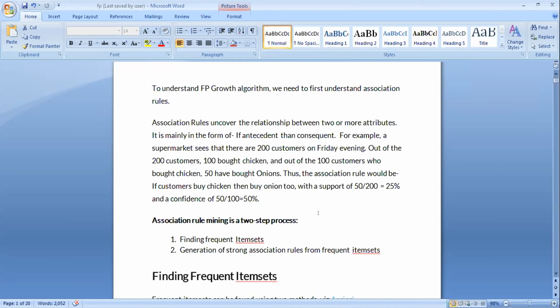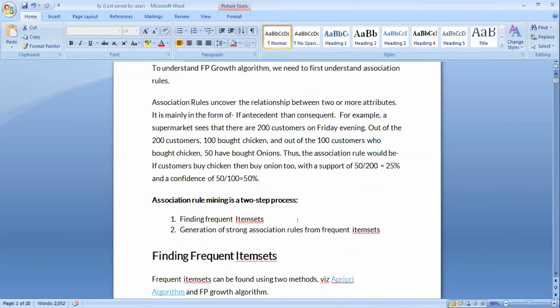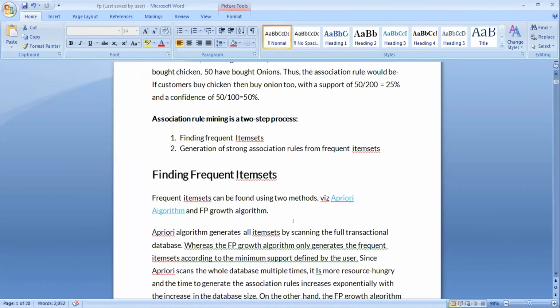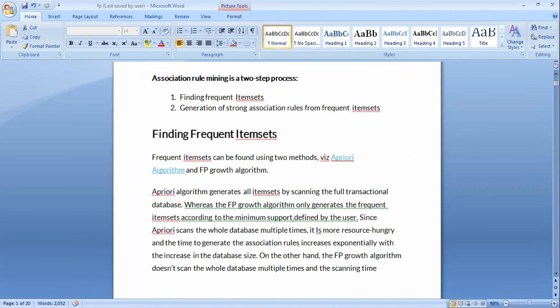Association rule mining is generally a two-step process. In the two-step process, the first step is finding the frequent item sets, and the second is the generation of strong association rules from the frequent item sets. First is finding frequent item sets. Finding frequent item sets can be done using two methods: one is the Apriori algorithm and the second is the FP growth algorithm.